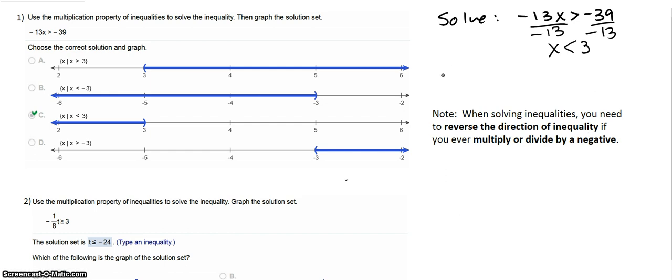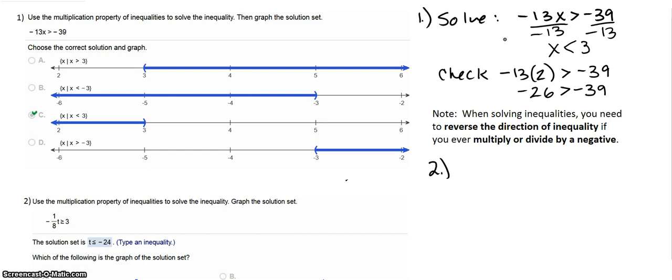This makes sense. Why? Let's do a check. Let's plug in something smaller than 3, like 2, into our original equation. The left side becomes a negative 26. And negative 26 is indeed bigger than negative 39. Remember that the larger the negative, the smaller the number. If this was just positive 26, positive 26 would have been smaller than positive 39, but because both of these are negatives, it got flipped.